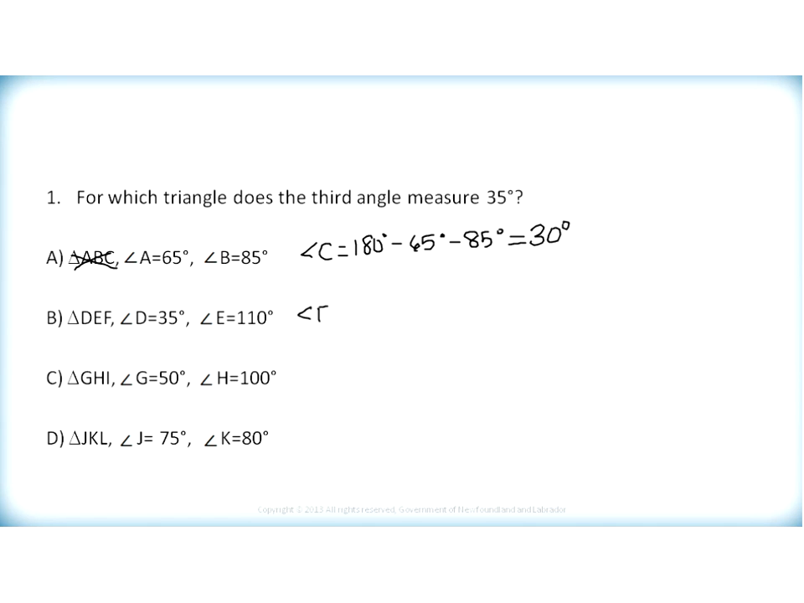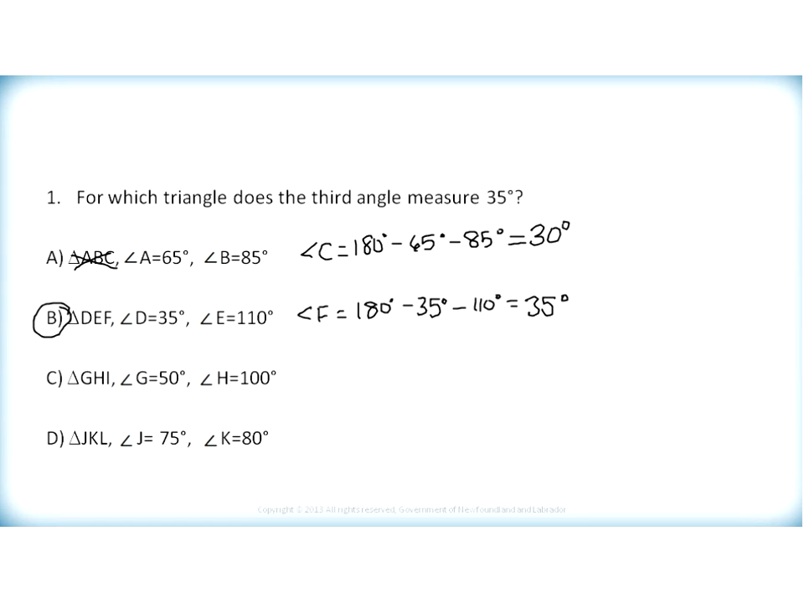I'm looking for, in this one, angle F. So again, the sum of all three angles in any triangle is 180 degrees. So what I'm going to have to do is start with 180 degrees, subtract from it angle D, which is 35 degrees, and subtract from that angle E, which is 110 degrees. So I put that into my calculator. And angle F works out to be, look at that, 35 degrees. So B is going to be the answer.